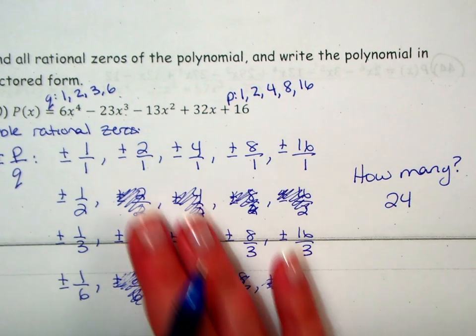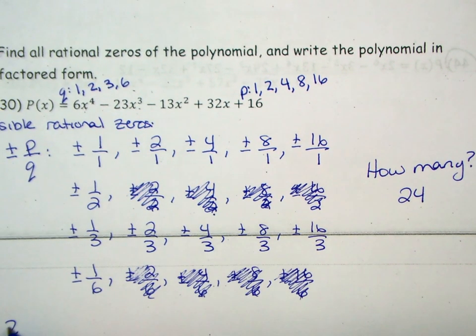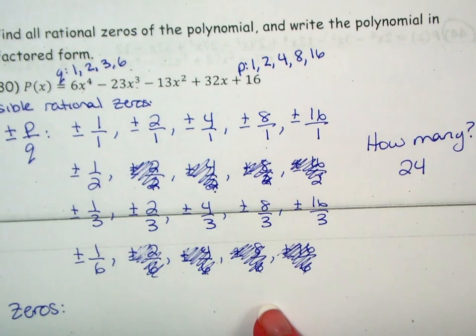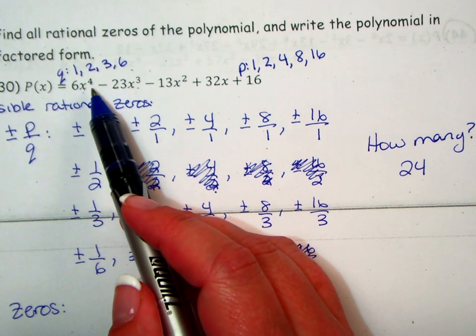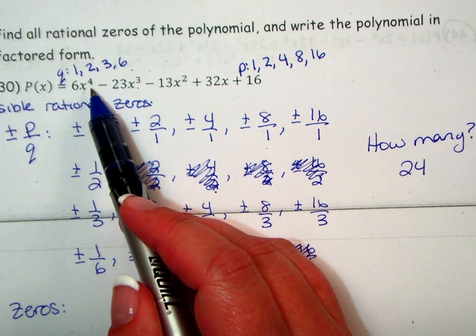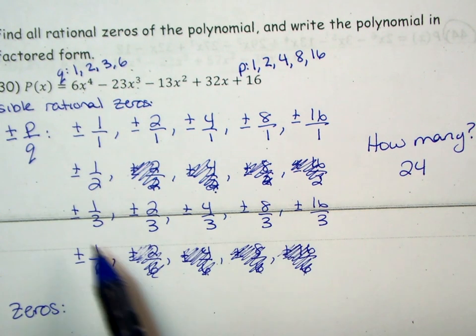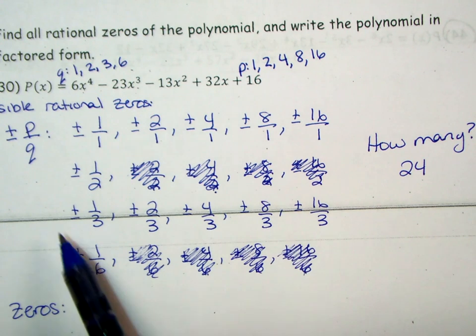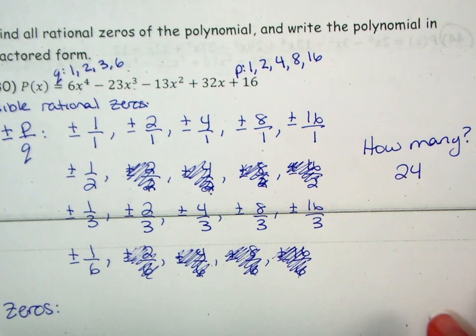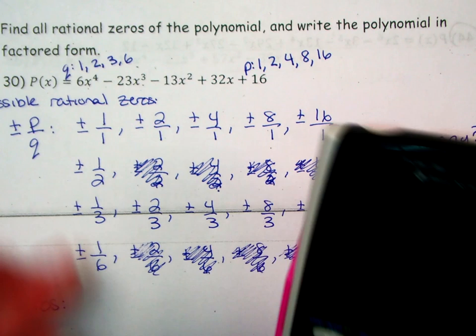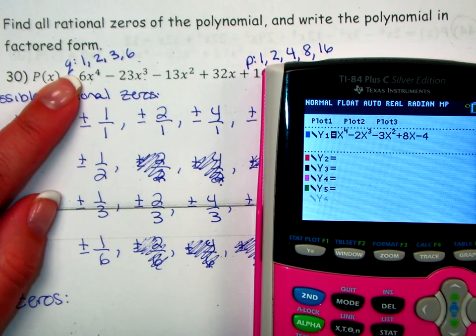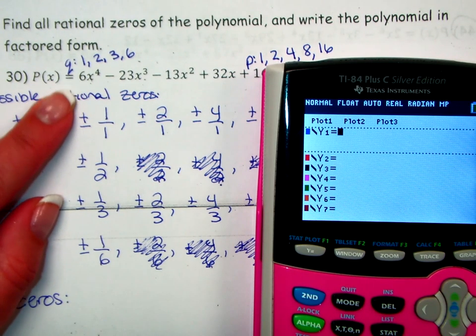Now, of these 24 possible rational zeros, it would be super nice if we could find 4, because this is a 4th degree polynomial. So our task is to find 4 zeros. If I can find 4 zeros, I am good to go. So I am going to start with the graph still. Let's go ahead and graph this polynomial.